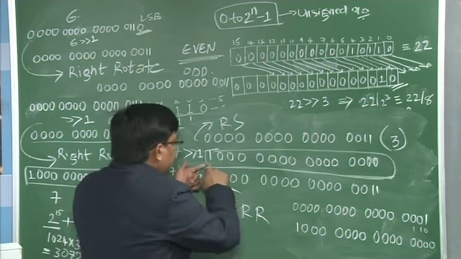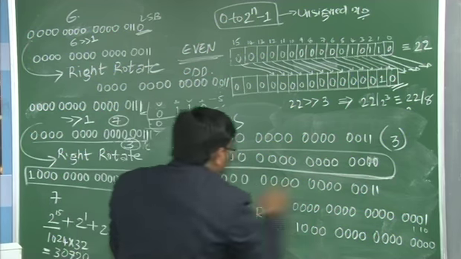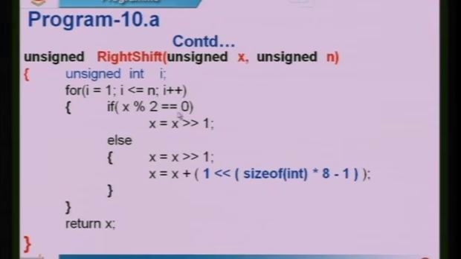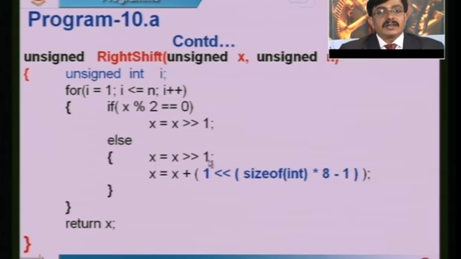So what I do now is, this value I am going to add here to get the result for the right rotation. This is what we do in the programming. You see now, when the number is an even number, x modulo 2 is equal to 0, x is right shifted by 1 bit. Else means the number is an odd number. Then what we do is, x is equal to x right shift by 1. Now when I perform the right shift, the least significant bit 1 that is there has to be brought to the first position, that is the MSB position. What we do now is, x is equal to x plus the value 1 left shifted by size of int into 8 minus 1.